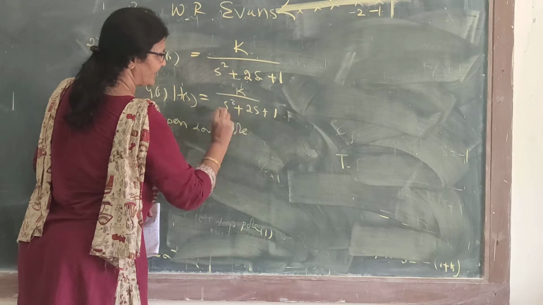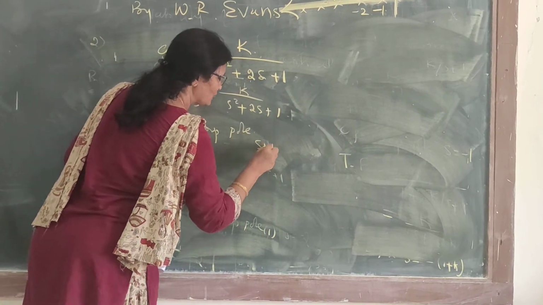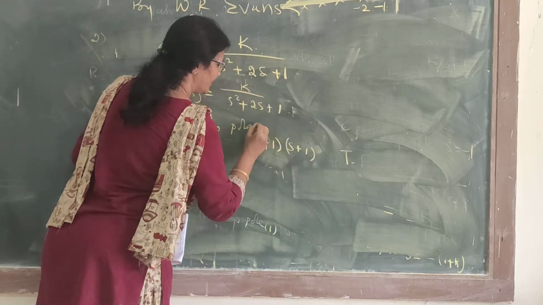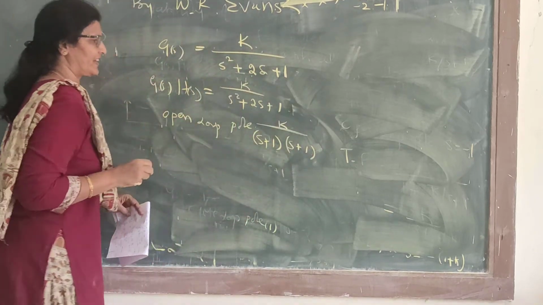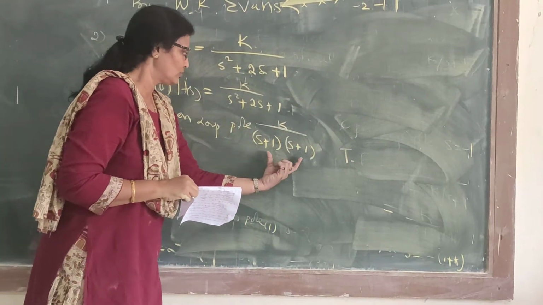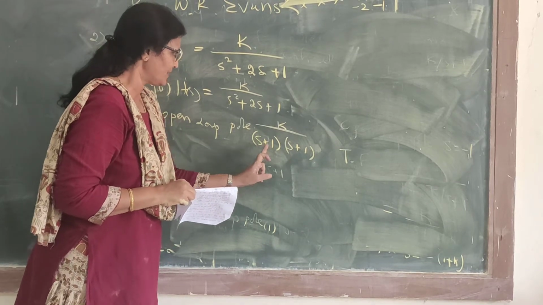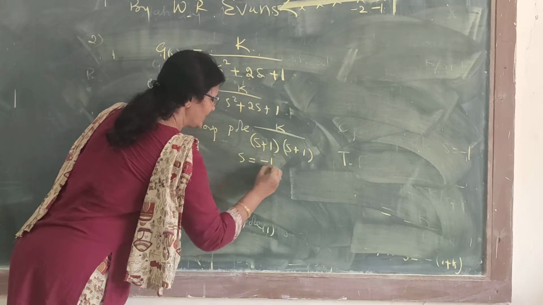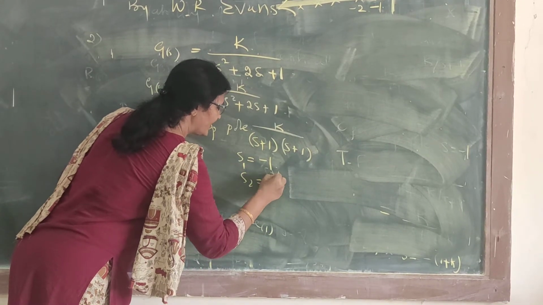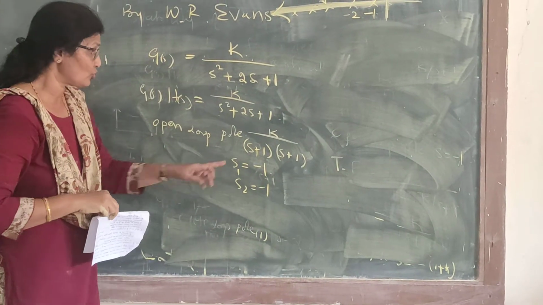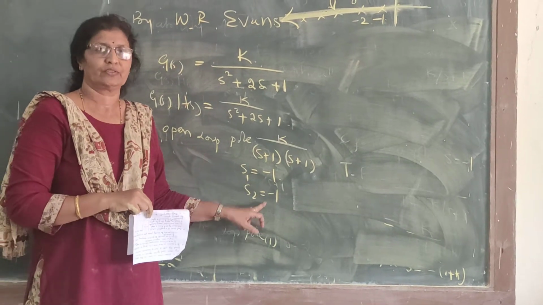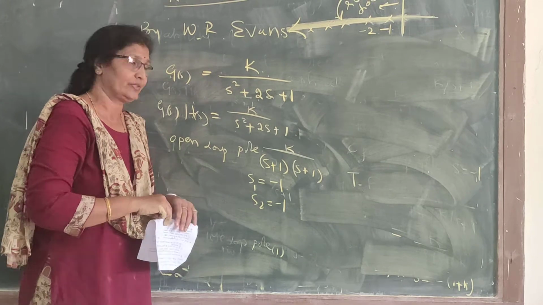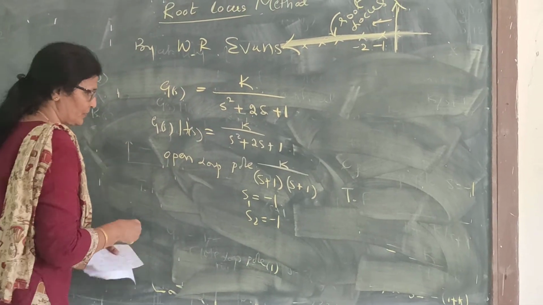Poles, factorize it, you will get (s + 1)(s + 1) divided by k. After factorization, the two poles are minus 1, minus 1. So these two are the repetitive poles, since these poles have the same values.